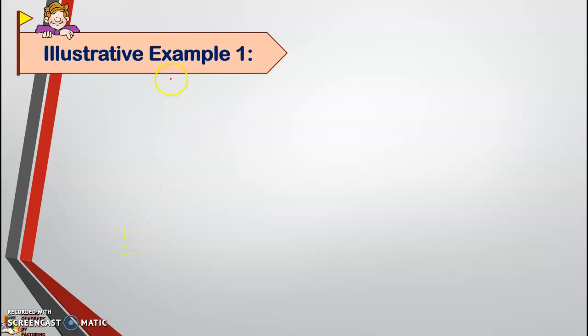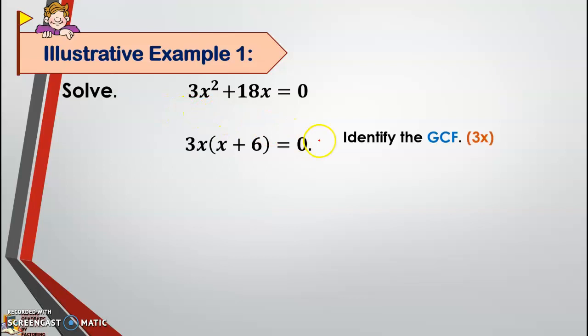So let's proceed to the example. Number 1. The given is 3x squared plus 18x equal to 0. If you notice, the constant is 0, so the form is ax squared plus bx equal to 0. Again, check first if it's already in standard form. All the terms are on one side of the equation, so that means it's in standard form. So you can proceed in identifying the GCF, which is 3x. GCF means the greatest common factor of every term here.